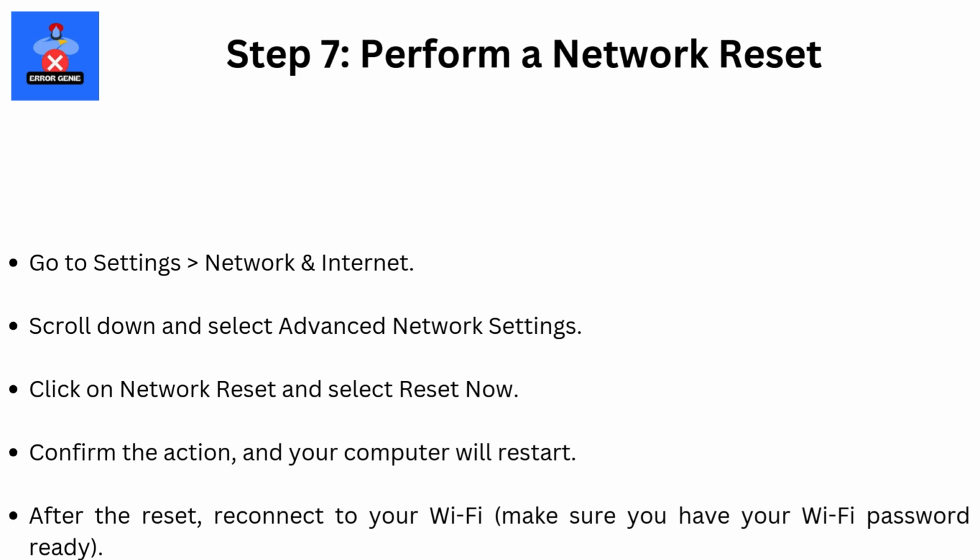Step 7. Perform a network reset. Go to Settings, then Network and Internet. Scroll down and select Advanced Network Settings. Click on Network Reset and select Reset Now. Confirm the action, and your computer will restart. After the reset, reconnect to your Wi-Fi. Make sure you have your Wi-Fi password ready.